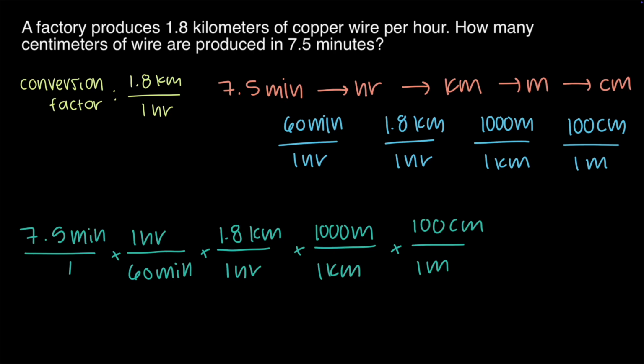The minutes cancel out, hours cancel out, kilometers cancel out, and meters cancel out. Multiplying and dividing all values, we get 2.25 times 10 to the 4 centimeters, with the correct units that we need at the end.